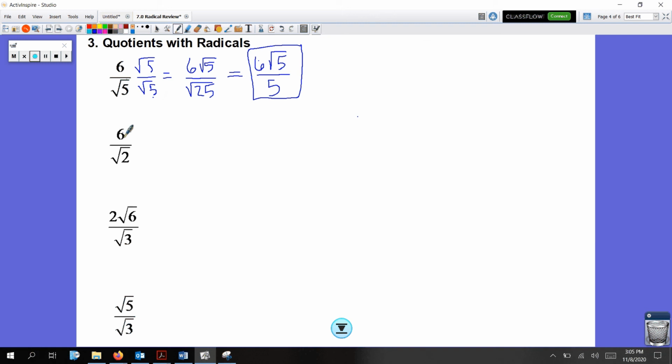All right, let's look at this second example. I have 6 over root 2. I have to get rid of this root 2 in the denominator. I cannot have square roots in the denominator, so I'm going to multiply by 1 in the way of root 2 over root 2.